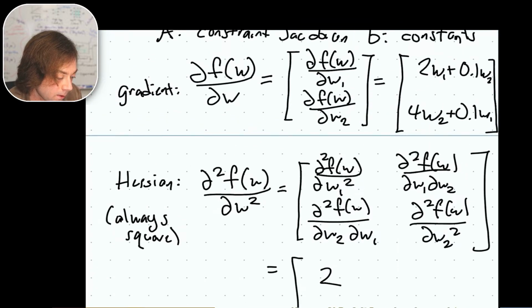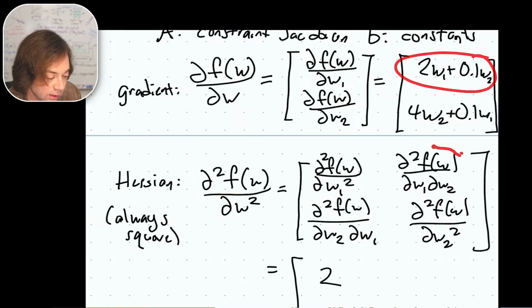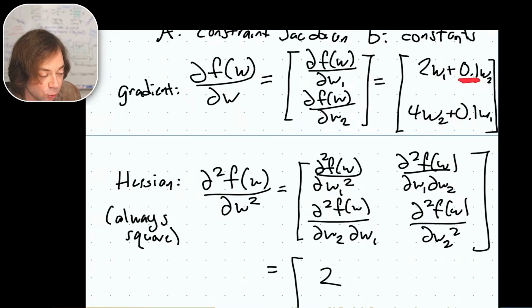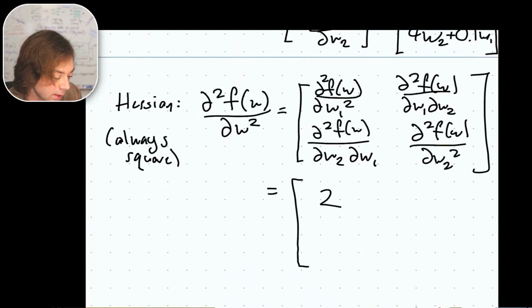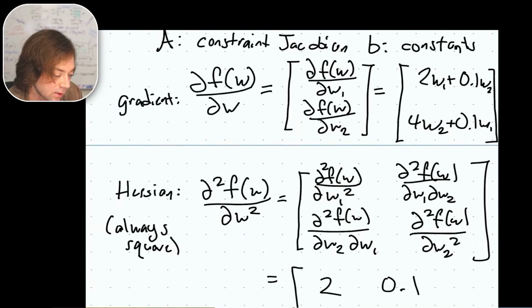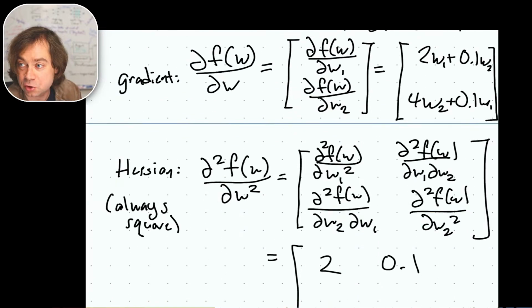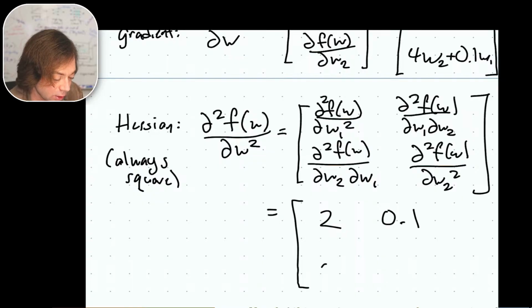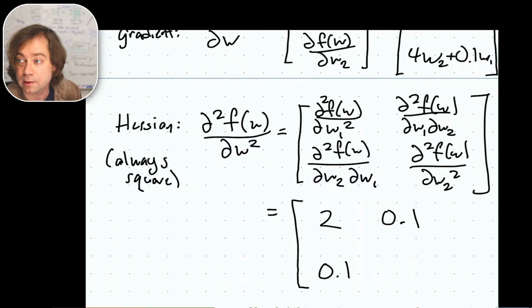Now we need to take the partial derivative of that element of the gradient with respect to W2. I see a 0.1, and that goes away, right? Follow me so far. We're doing the Hessian again. Now you can take a shortcut, and you know it's going to be symmetric, so you know that's going to be 0.1 on the other side.